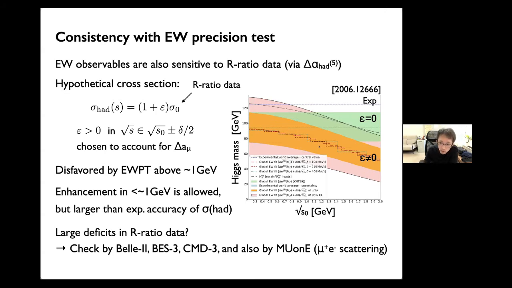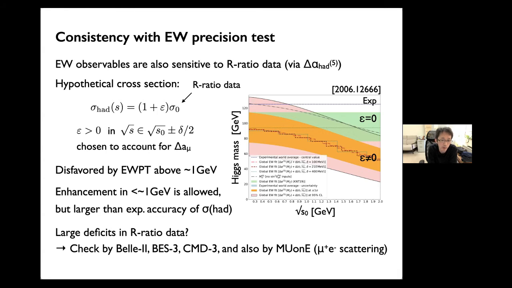So as you can see, if we include epsilon, then the theory prediction of the Higgs boson mass deviates away from the experimental result. So from this, we can say that any deviation from the R ratio data is disfavored if the deviation happens at energies larger than 1 GeV. So in order to explain the electroweak precision data and the muon g minus 2 difference, we have to include the enhancement in the region smaller than 1 GeV. But the size of epsilon is much, much larger than the experimental accuracy of the R ratio data.